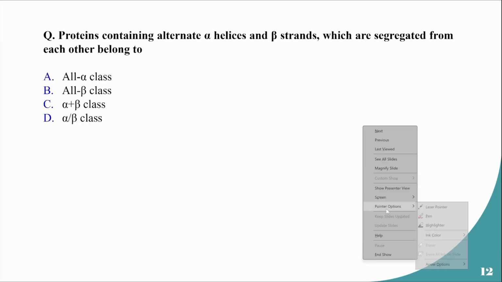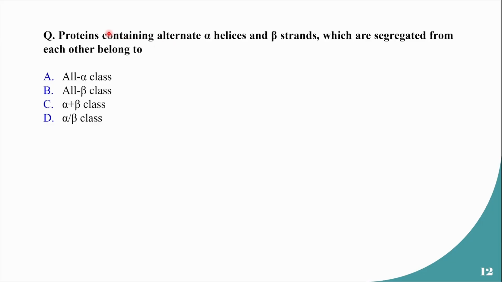For example, this question is asking about a protein that contains alternate alpha helices and beta strands, which are segregated from each other. That is very important. Alpha helices and beta strands are present in the protein in an alternate manner. However, there seems to be some segregation between those as well. We will see the segregation visually in the next slide. But can somebody mention what sort of class these proteins can belong to? Of the four options, C, alpha plus beta.